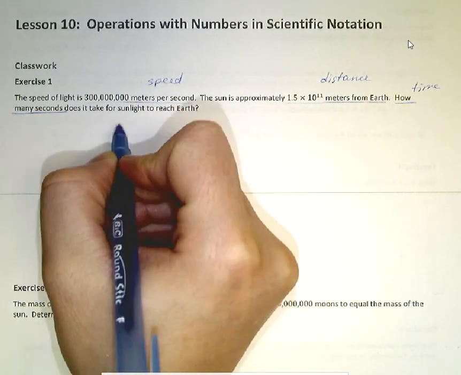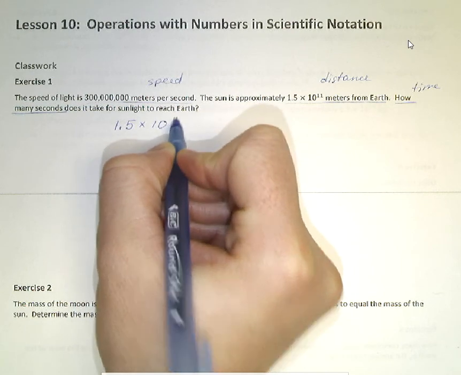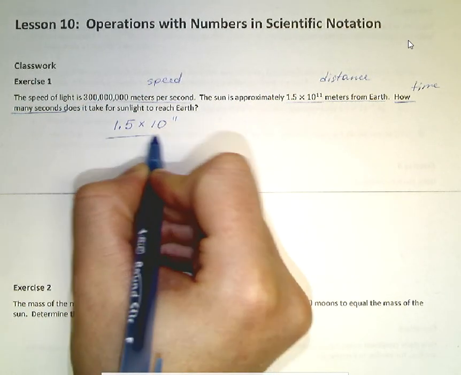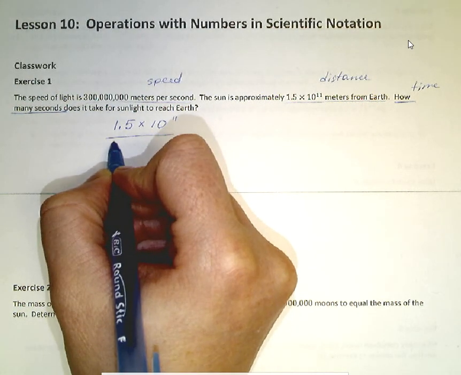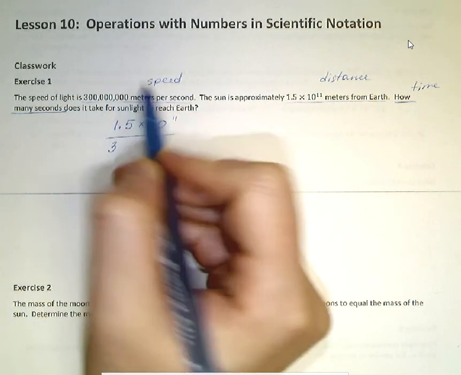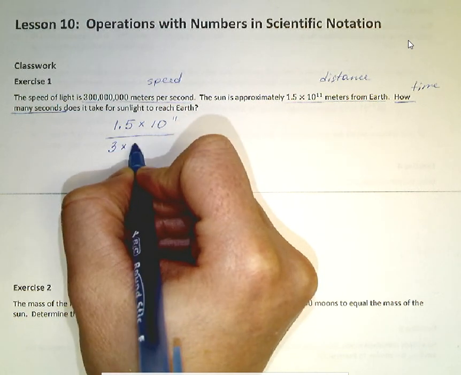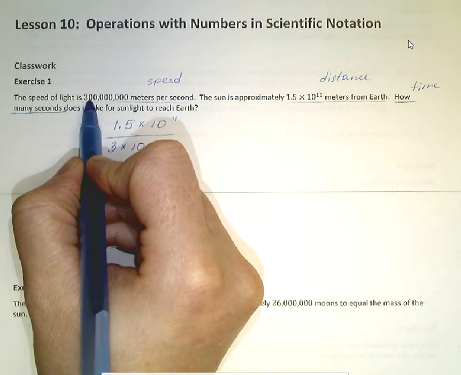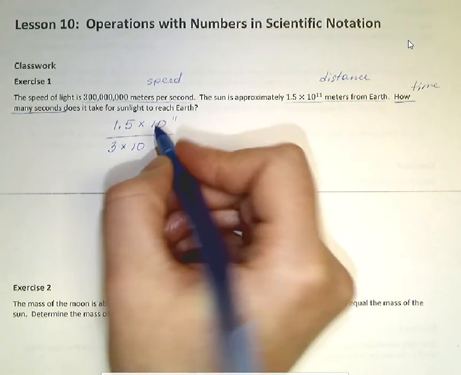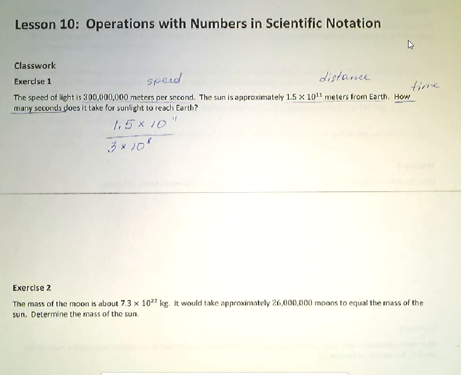Our distance is 1.5 times 10 to the 11th, and we are dividing it by 3, and we are going to convert our 300 million into scientific notation, which is 3 times 10, and we have 1, 2, and 6 more, so 8. 3 times 10 to the 8th power.